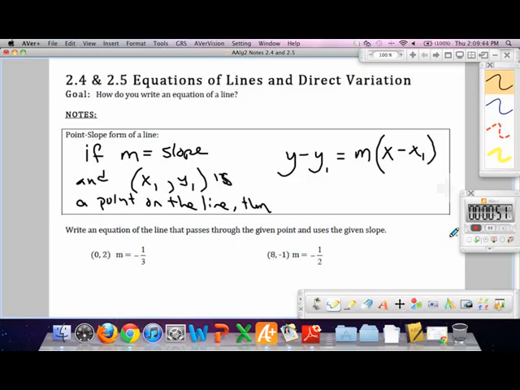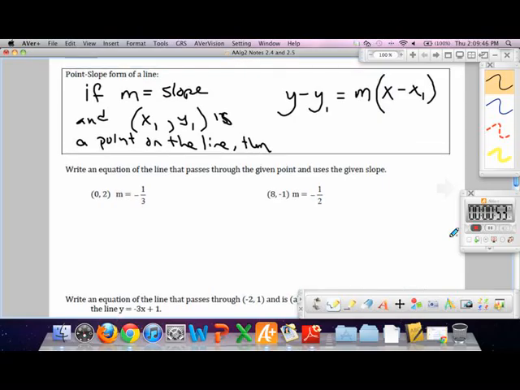If I want to write the equation of this line, I can use this point-slope form. I know that I have a point. This is going to be my x1 and my y1. And I know the slope. So the point-slope form of this line would be y minus 2 is equal to negative 1/3 times x minus 0.